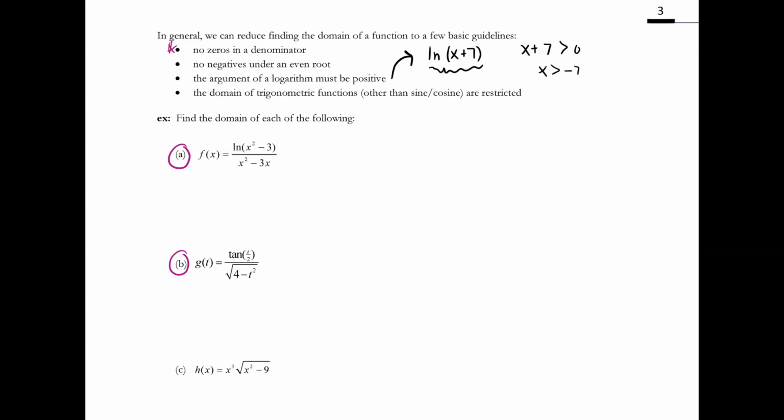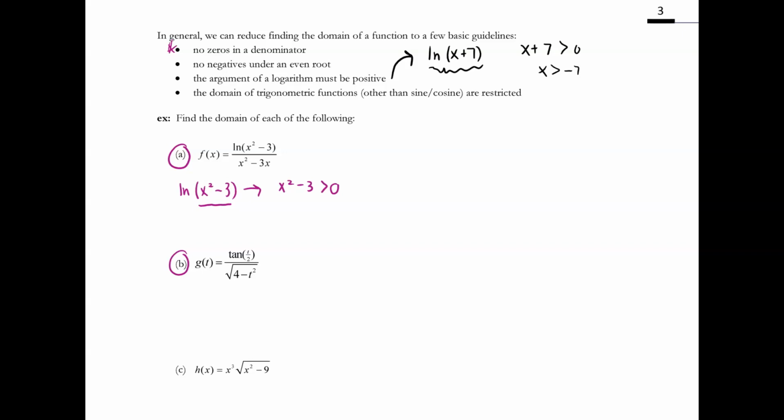So for the natural log, the argument of the natural log is x squared minus 3. And we said that as far as domain restrictions go, the argument of the natural log, so this whole thing, must be positive, so greater than 0, not greater than or equal to 0, because the natural log of 0 does not exist. So x squared minus 3 must be greater than 0.